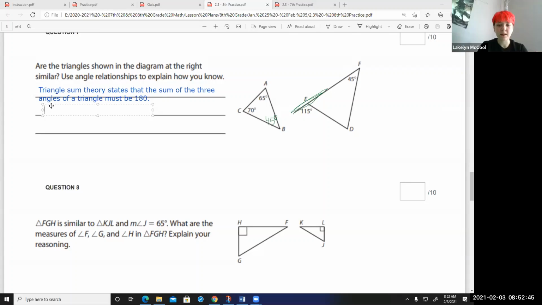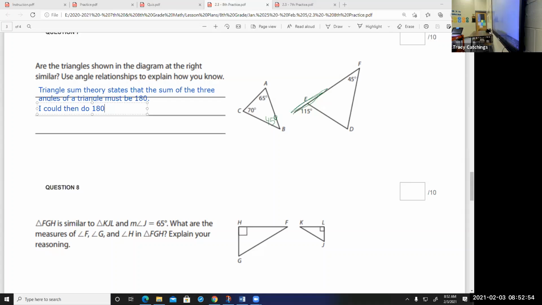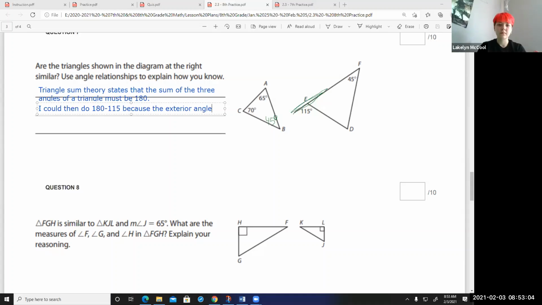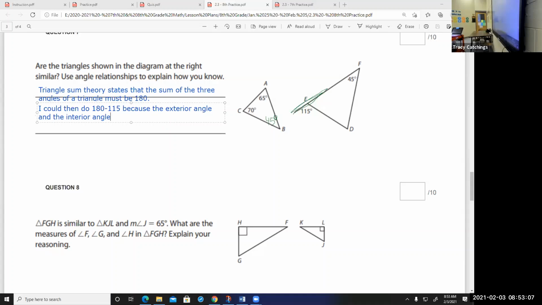We have to say 180 minus 115. Why? Because it's a straight line and it would make it like a straight angle, I think. All right, because the exterior angle and the interior angle made a straight line. Remember they said explain. This is something you're gonna have to do when you get to geometry. You just can't say, oh, this is gonna be 45. You're gonna have to go into detail with why you saying it's 45.